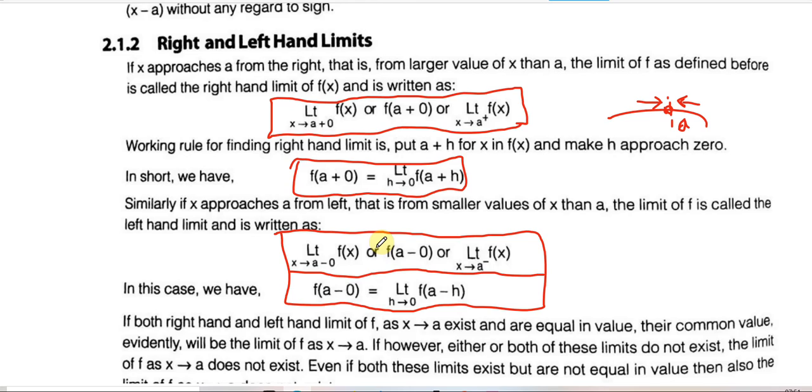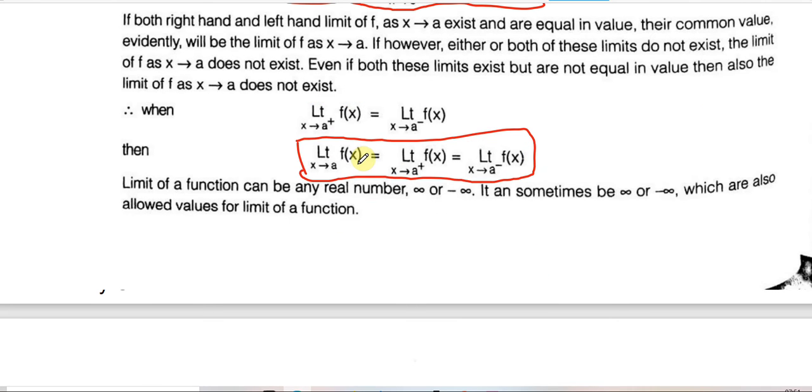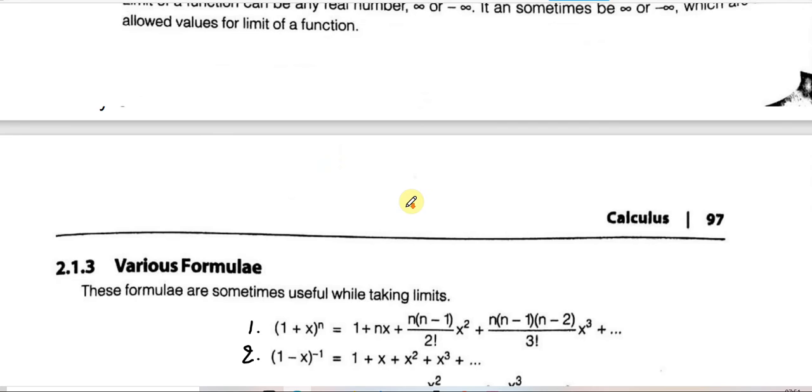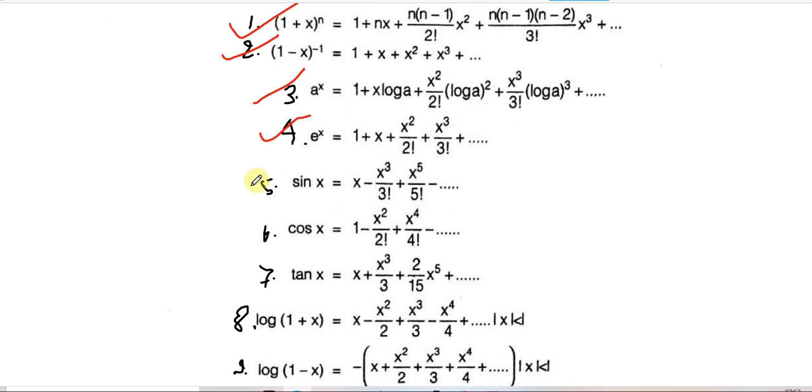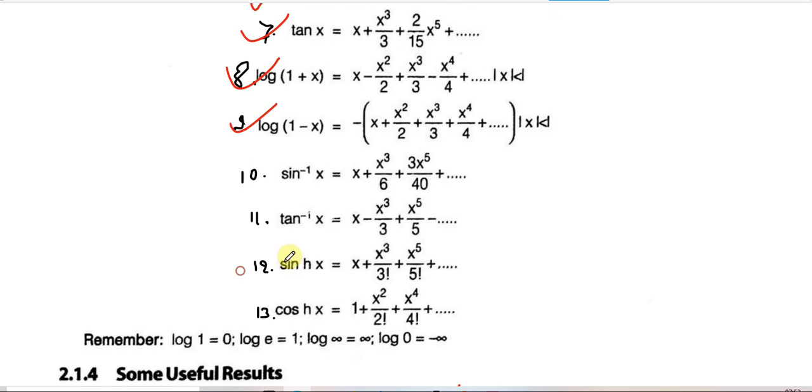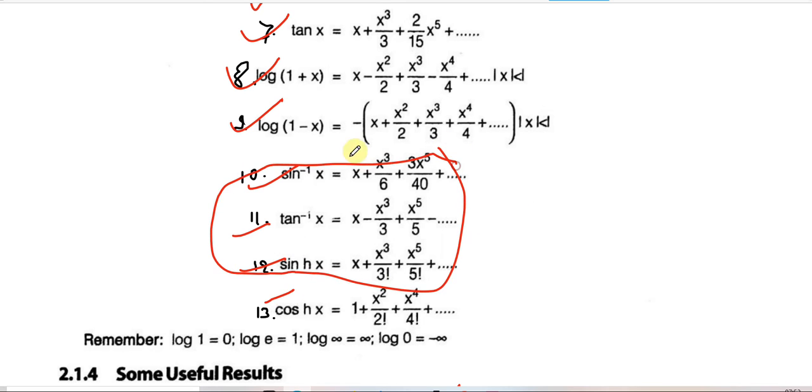So we will solve the problems. And the limit will exist only if the a plus and a minus limits are equal. A plus means f of a plus h. We have already seen these formulas and some expansions. You have to remember all of these. You can leave this one, it is not too important.